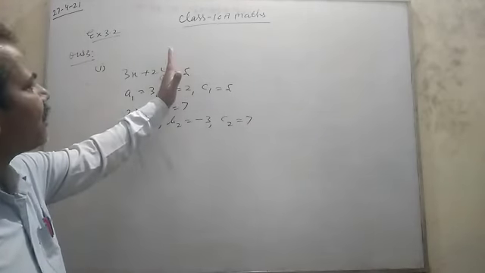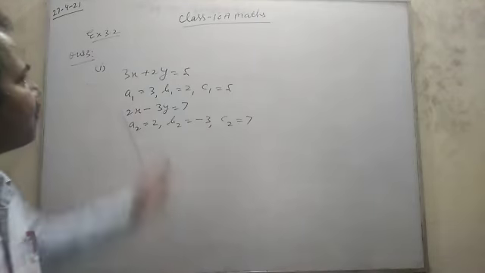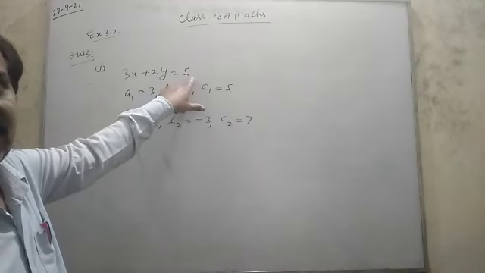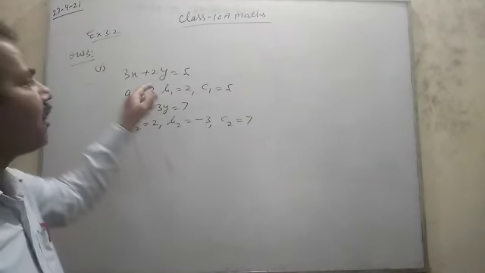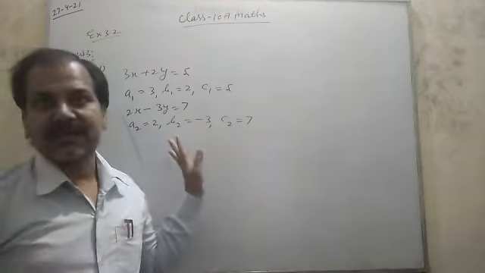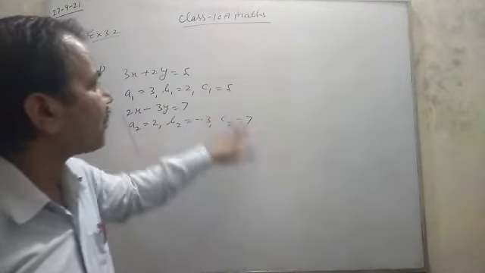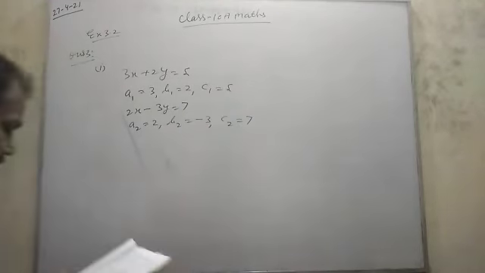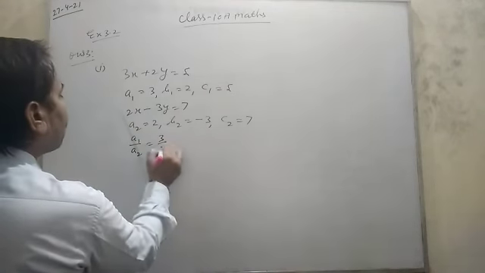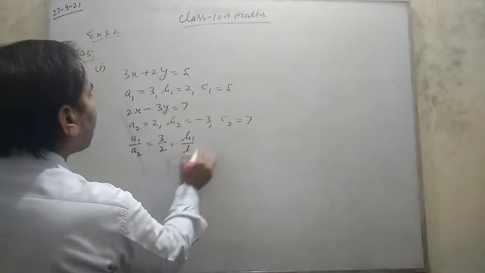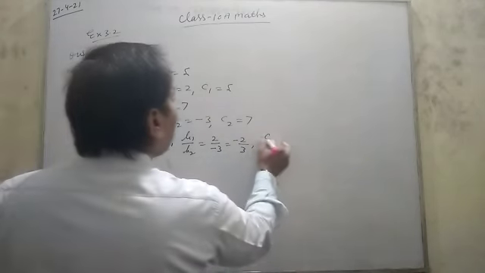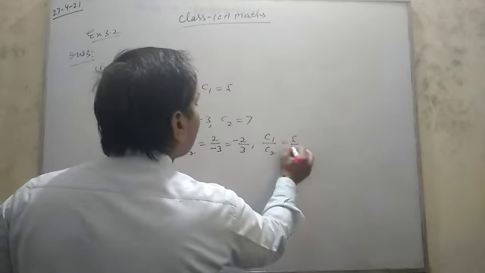So if the constant is given on the right hand side, you can directly compare with a1x plus b1y is equal to c1. If everything is given on the left hand side, then a1x plus b1y plus c1. In the answer there is no effect, because both are negative, so c1 upon c2 will be positive. Clear? So find the ratios. a1 upon a2 is equal to 3 upon 2. b1 upon b2 is equal to 2 upon minus 3, which is minus 2 by 3. Then c1 upon c2 is equal to 5 upon 7.